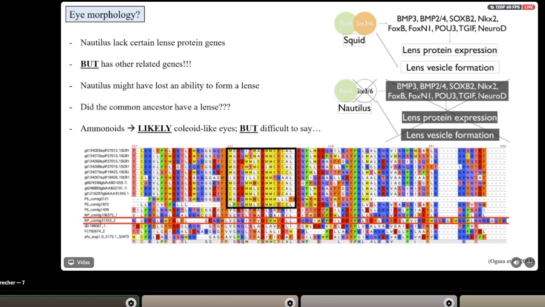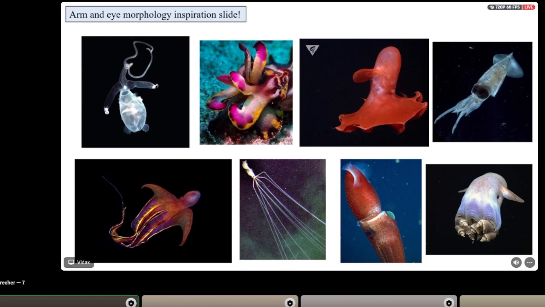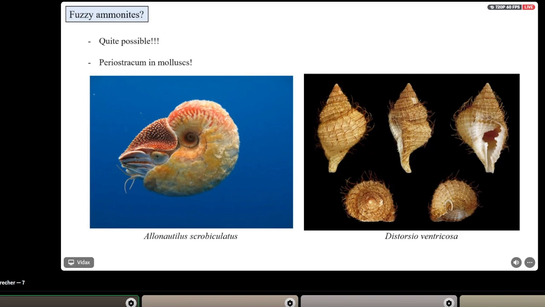Here's an inspirational thing. Don't just copy squids or nautiluses. Be very creative with your ammonites. Look how diverse coleoids are. They have various eye shapes, various arms, and they also have protrusions on their heads. So you can be very creative in that aspect, I think.